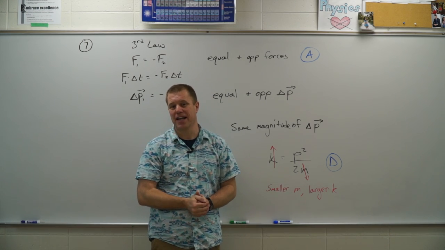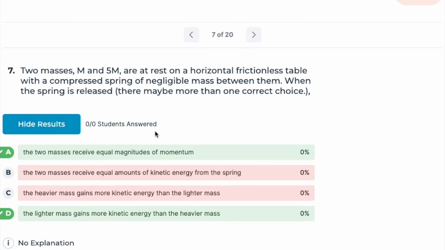So that's why it gets more kinetic energy for the smaller mass. A and D, yes. The two masses receive equal magnitudes of momentum, and the lighter mass gains more kinetic energy than the heavier mass. Correct.